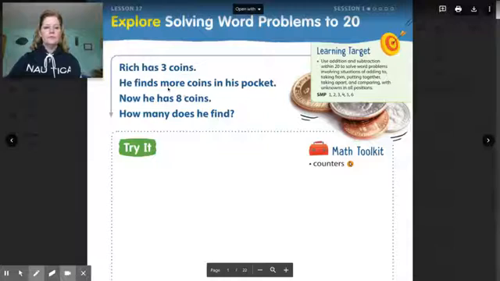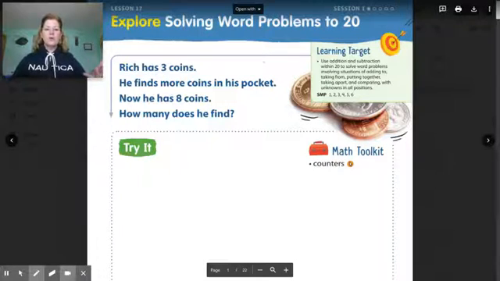One more time. Rich has 3 coins. He finds more coins in his pocket. Now he has 8 coins. How many does he find? So, you know my question. What is the problem talking about?